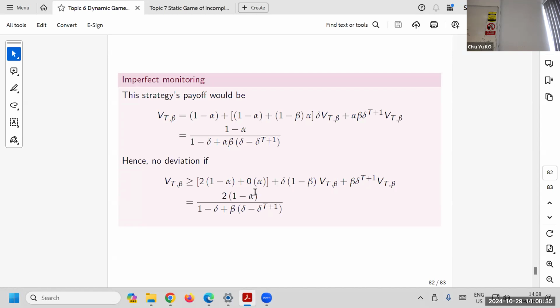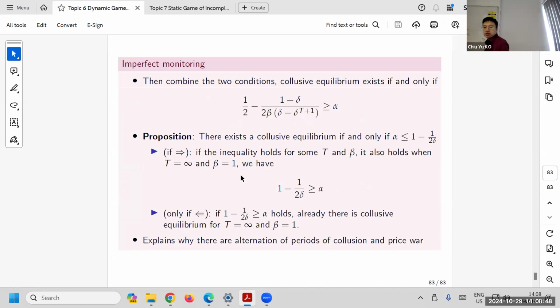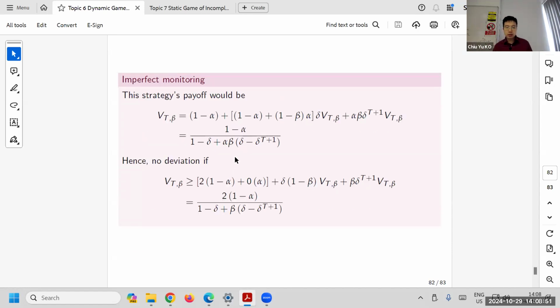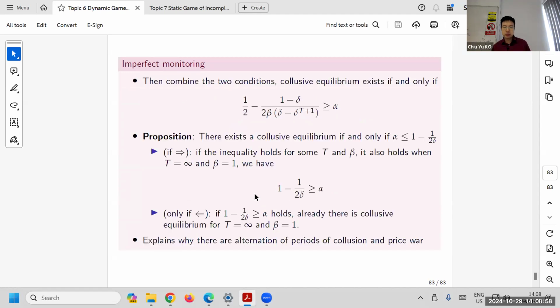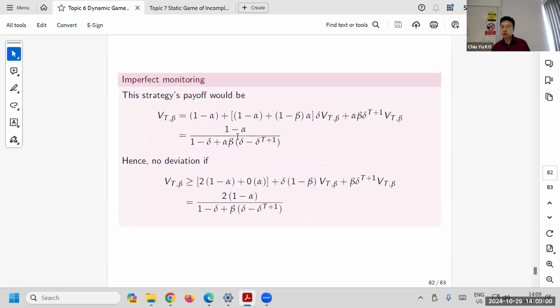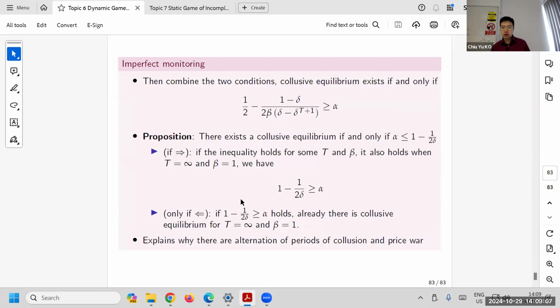So please ask, because this is slightly more complicated than the other part. Okay, so this is the requirement. You of course put that number in, and then you can check. You can combine these two conditions. You will figure this out, because you put this one to the left hand side. You can solve this.